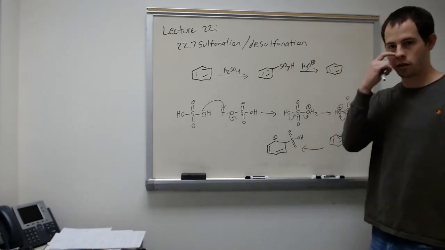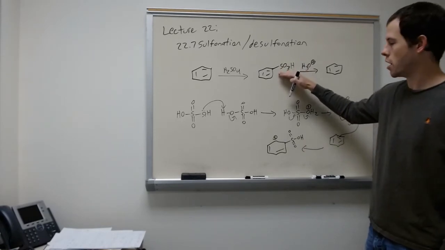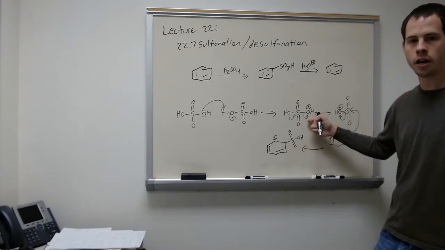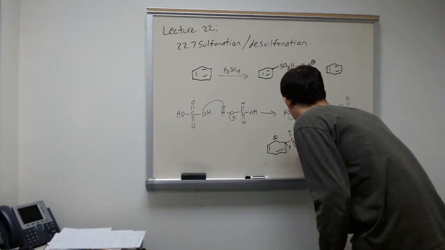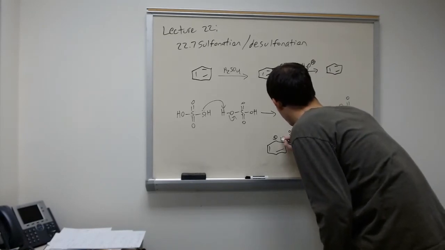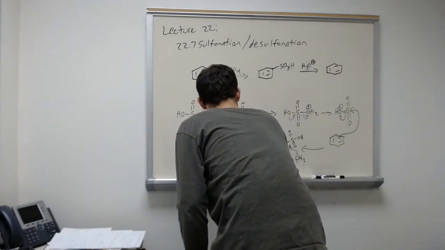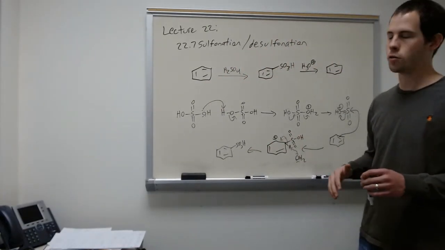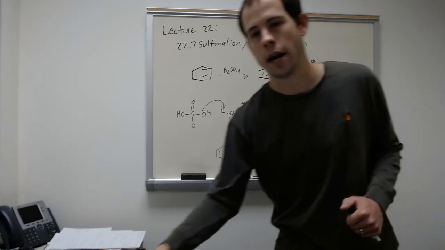And so we get to an intermediate that looks like this. So this is SO3H, so we could just write it like this, so we don't have to draw it out. We've lost aromaticity in this process, so we're going to regain aromaticity. We lost water here, and so just like in the nitration reaction, the water is going to come pick off this hydrogen. And so then we get to our final product here. So this is the sulfonation reaction, and then remember we can desulfonate if we use excess water and acid.